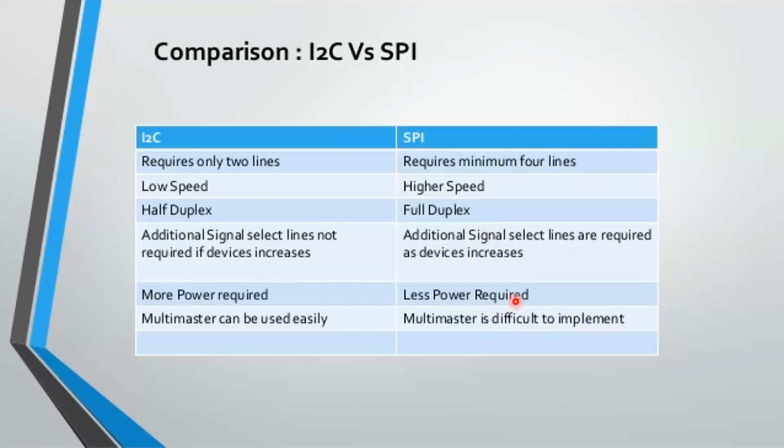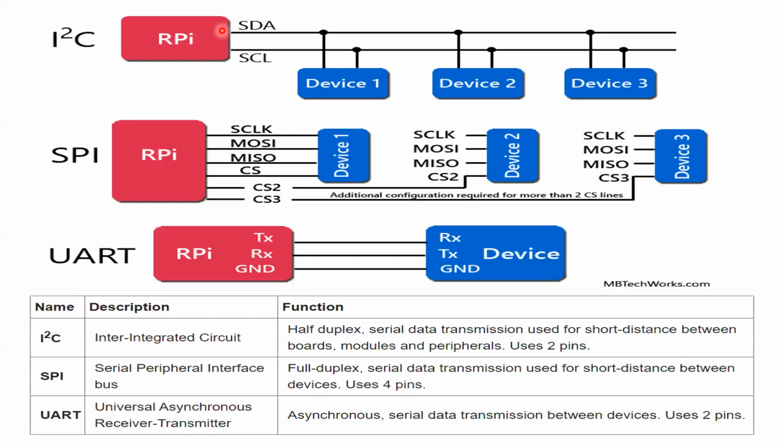So this is one of the important two-mark questions, the difference between I square C and SPI. In I square C we require only two lines, SPI we require four lines. Are you clear? Low speed, high speed, half duplex, full duplex. Additional signal line isn't required, but here it is required. More power is required, less power required. Multi-master is there, that means I can have two or three masters at a time, but in SPI multi-master is difficult to implement.